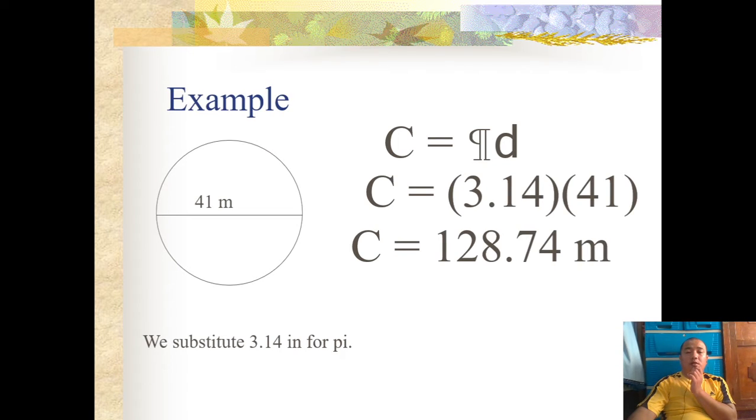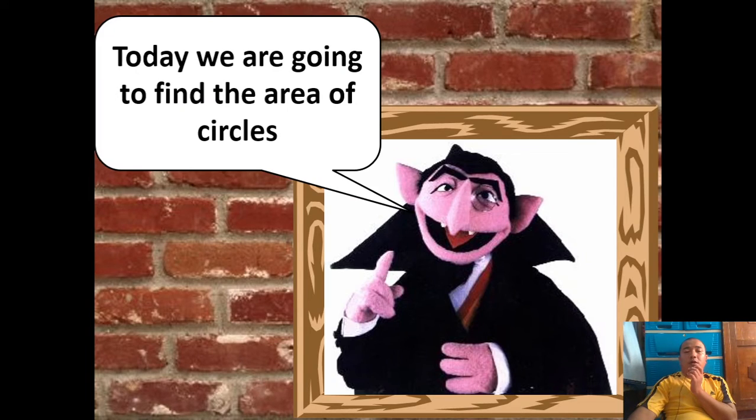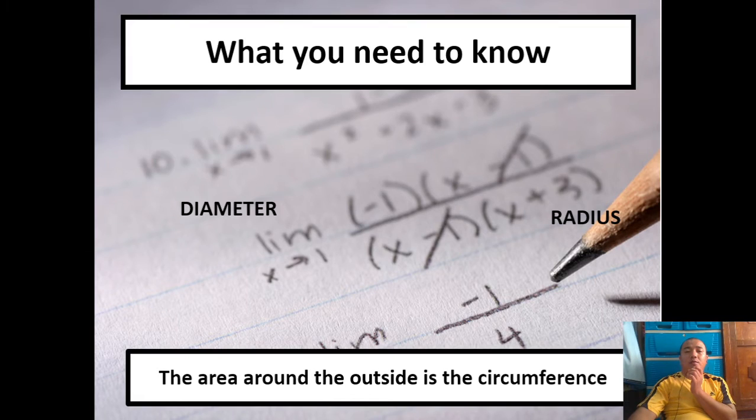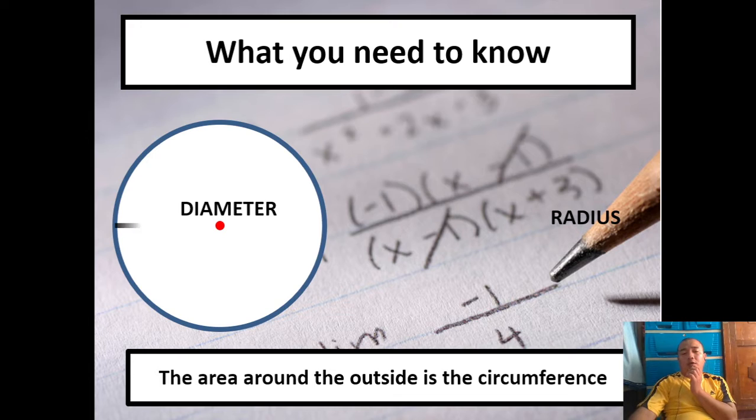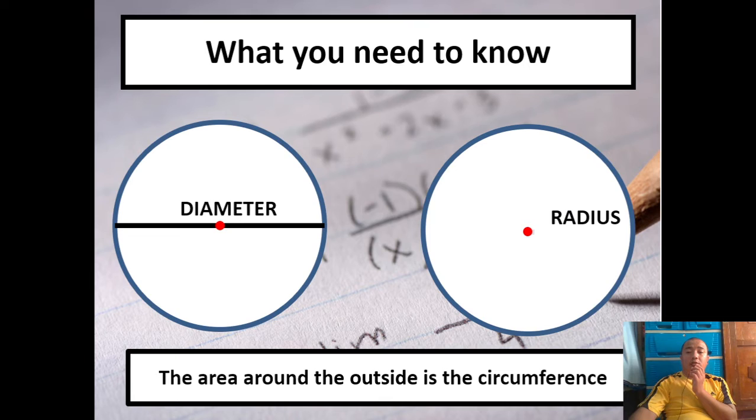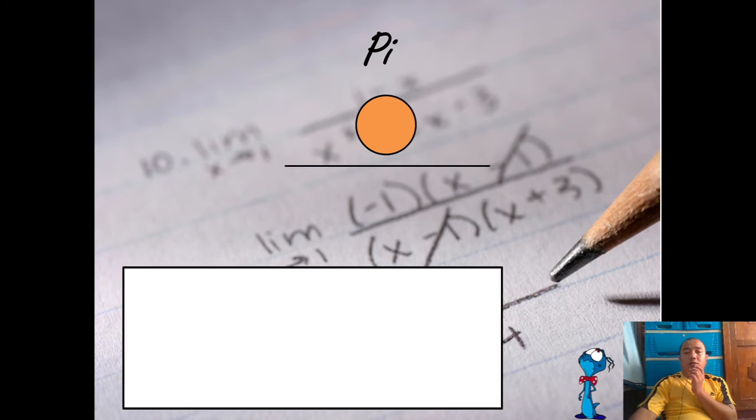Okay, it's quick. So today we'll also learn how to find the area of circles. What you need to know: diameter and radius. Diameter is a line segment that passes through the center of the circle with endpoints on the circle. For the radius, the endpoints are the center and any point on the circle. The distance around the outside is the circumference.